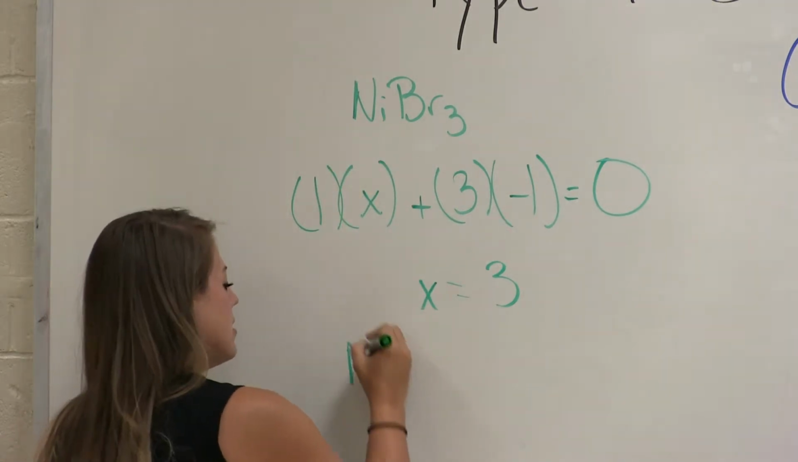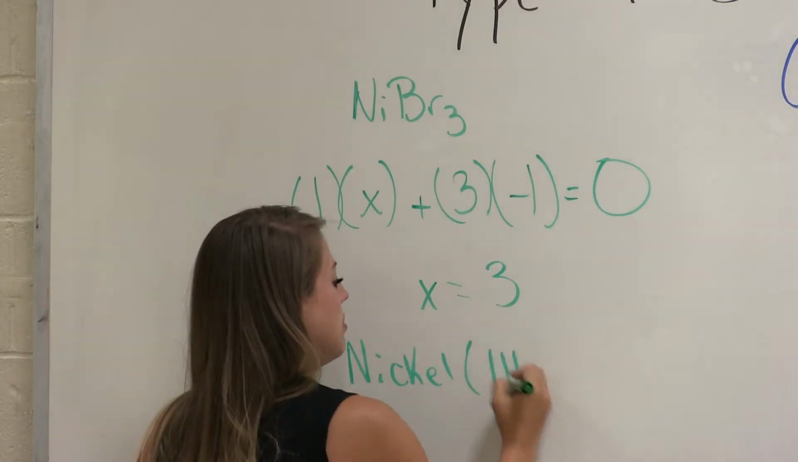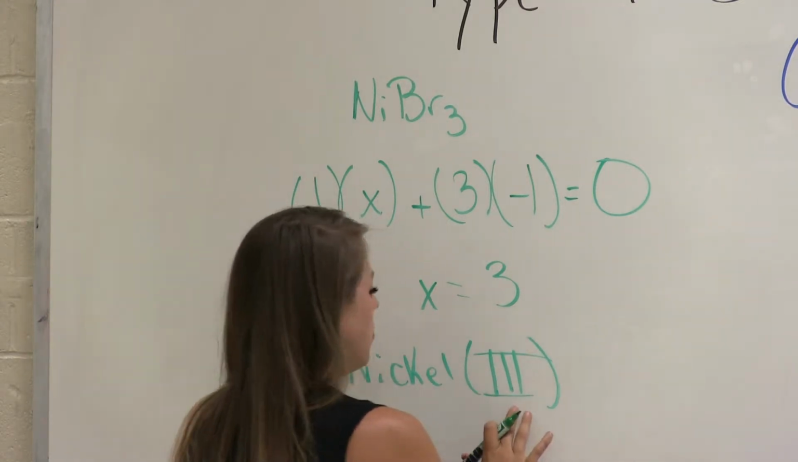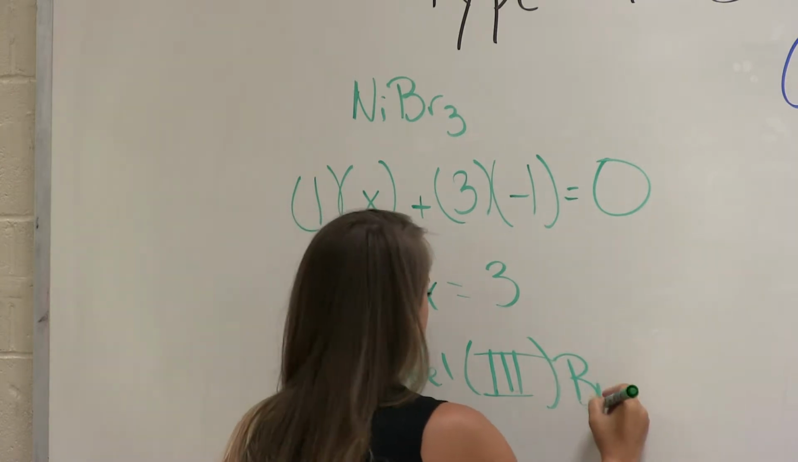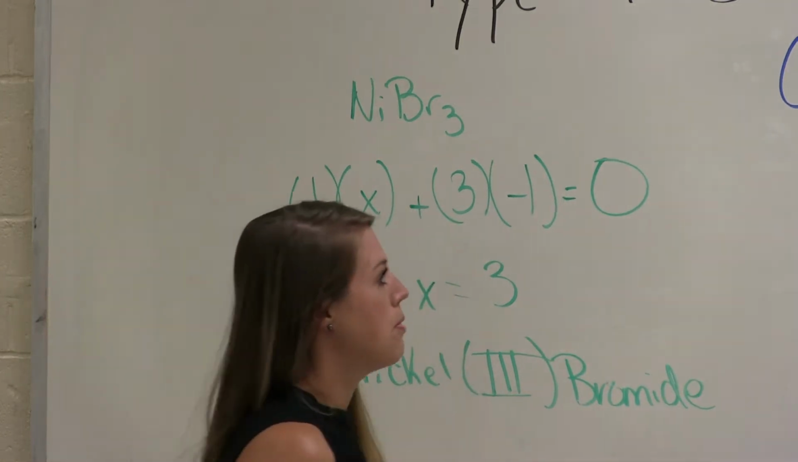So when we go to write this, since nickel is a non-fixed metal, you have to tell me the charge of nickel. So we use the Roman numerals to do that, and then we're going to name bromine, we're going to drop the -ine and change it to bromide.